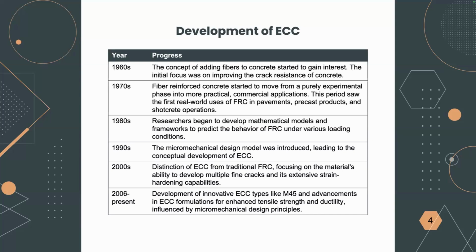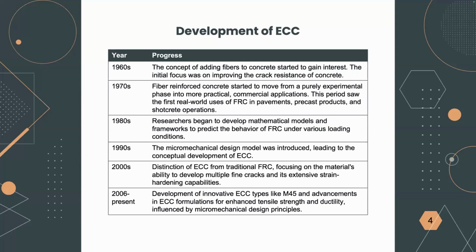Then by the 1980s, we started to have a more controlled way of designing FRC. We started to develop some mathematical models in order to tailor the components to our benefit. And then by the year 1990, we had the first micromechanical model. This is the first design tool we had in this area for fiber-reinforced concrete. It was developed by Dr. Victor Li, a very famous pioneer in this area from the University of Michigan in the United States.